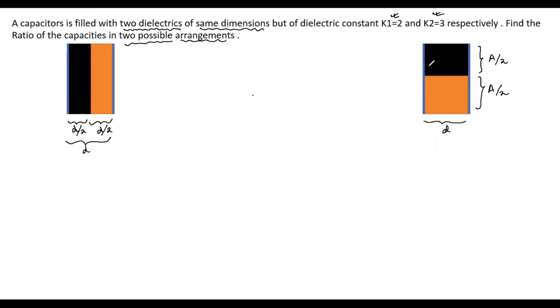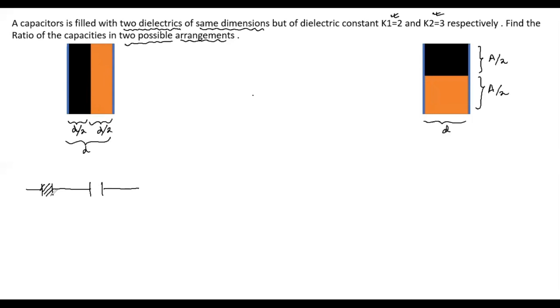between two metal plates. So if we see our first figure, for this arrangement, this capacitor acts as a series combination of two different capacitors. This is how we are going to solve this, okay? Since these dielectrics are inserted in such a manner, having the same area but their thickness is half the separation between these metal plates, this capacitor will act as a series combination of two different capacitors.